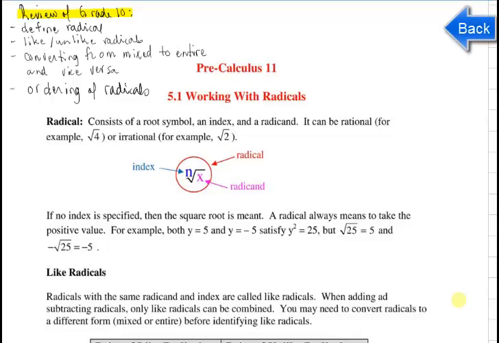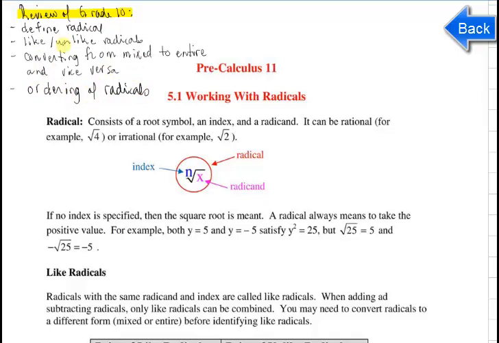So we're going to start chapter 5 in your textbook, and this chapter is on radicals. The first part is a review of grade 10, where we will define what a radical is. We'll take a look at what like and unlike radicals are, converting from a mixed radical to an entire radical and vice versa, and then the ordering of radicals. So that would be all a review from last year.